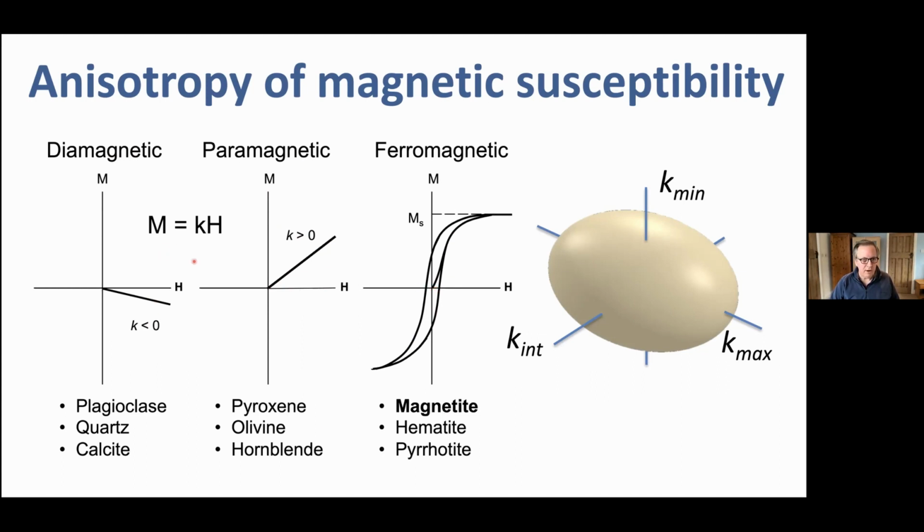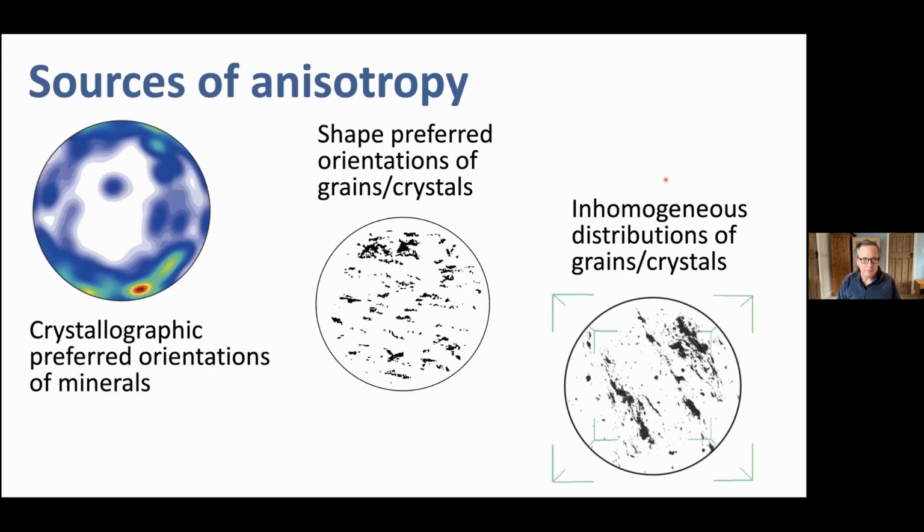Well, these sorts of diagrams give you the impression that susceptibility is a constant, but actually it varies depending on which direction you measure it in. And that gives rise to a susceptibility ellipsoid defined by maximum, intermediate, and minimum axes of susceptibility, easily measured using susceptibility bridges that are available on the ship and in almost every paleomagnetic lab in the world.